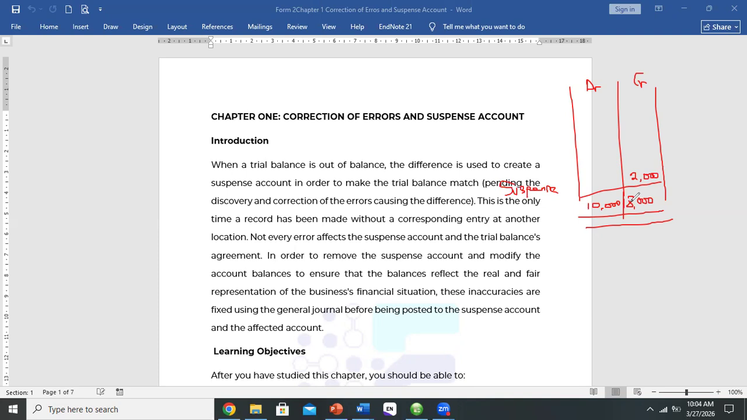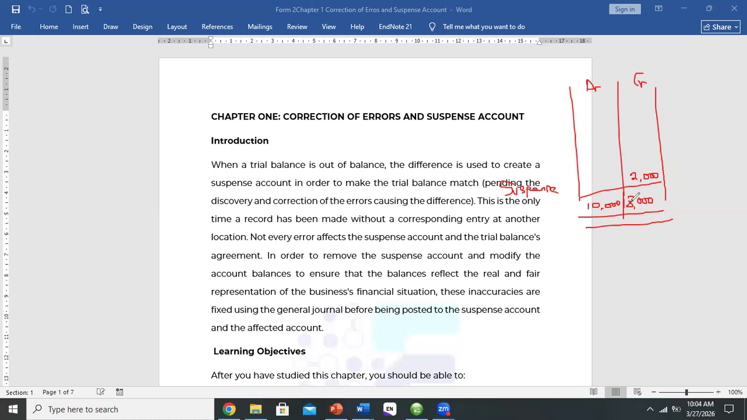It is used to keep any difference in the trial balance, first of all. Now, it is not a permanent account. You can write this down. It's not a permanent account. It is a temporary account that is opened to keep this difference so that the accountant can go and investigate why that difference is there. And most of the time, the difference arises because of what? Errors. So that's why there is a need for us then to correct the errors and then clear off this suspense account. So that's the whole idea about correction of errors and suspense account.